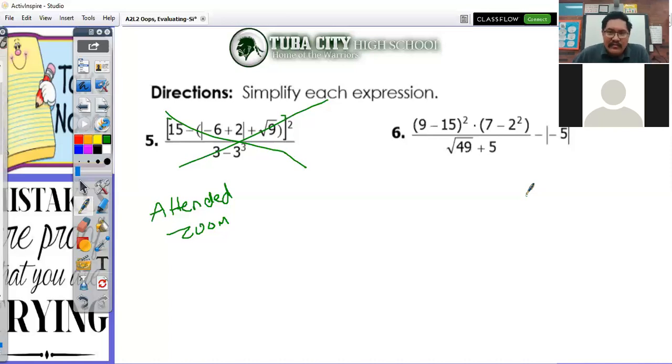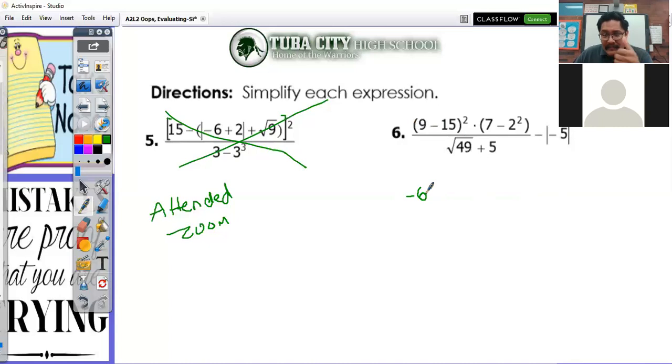Let's go ahead and move on to number 6 now. So 9 minus 15. It's going to be a negative because I have a larger negative, right? Negative 15 is larger. Now that's larger, not greater. So this would be negative 6.